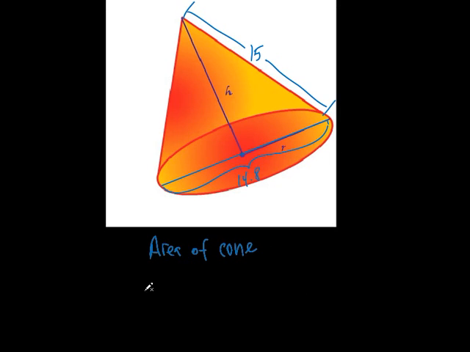Okay, this one's tailor-made for you. This should be pretty simple. So we're trying to find the area of this cone. Area of the cone. Not a pretty orangish, yellowish color.